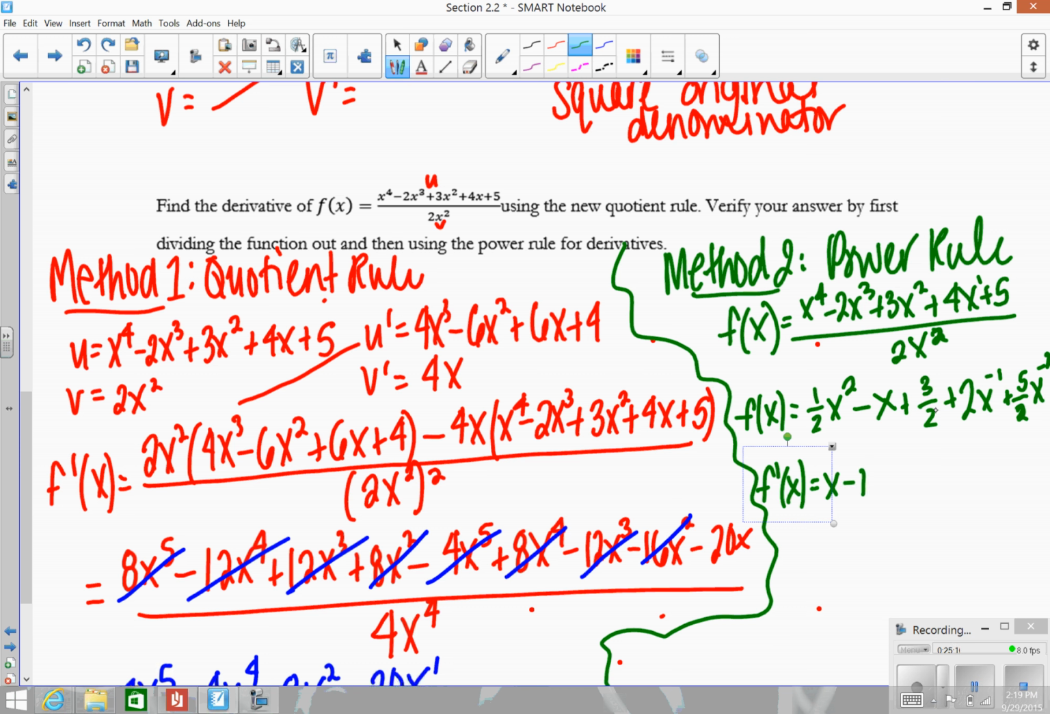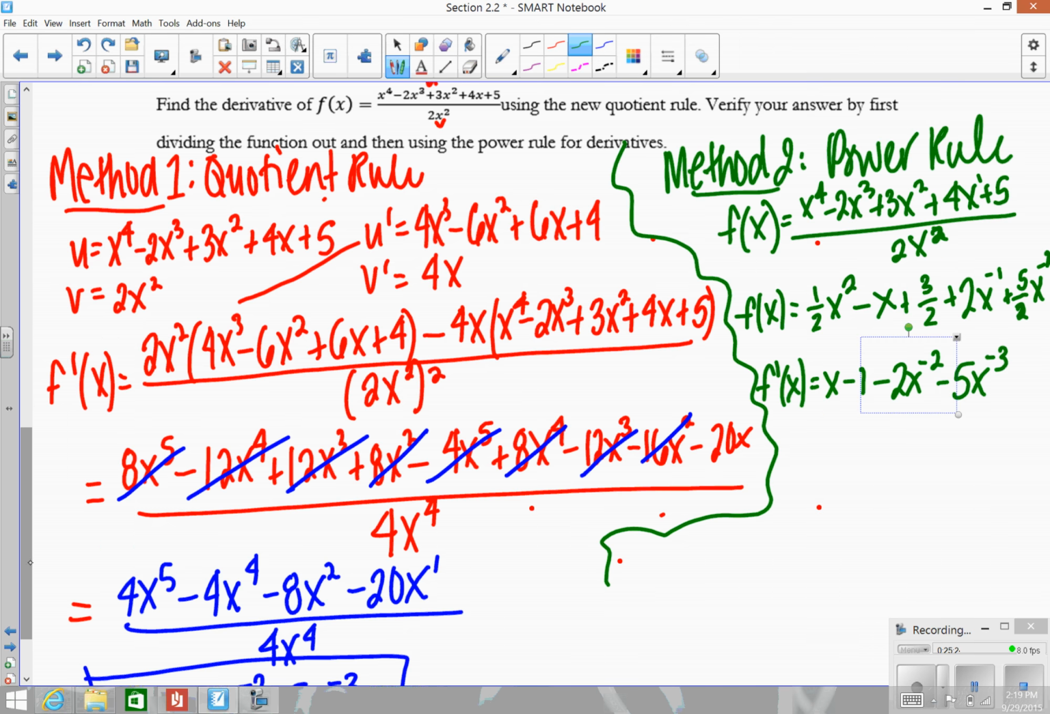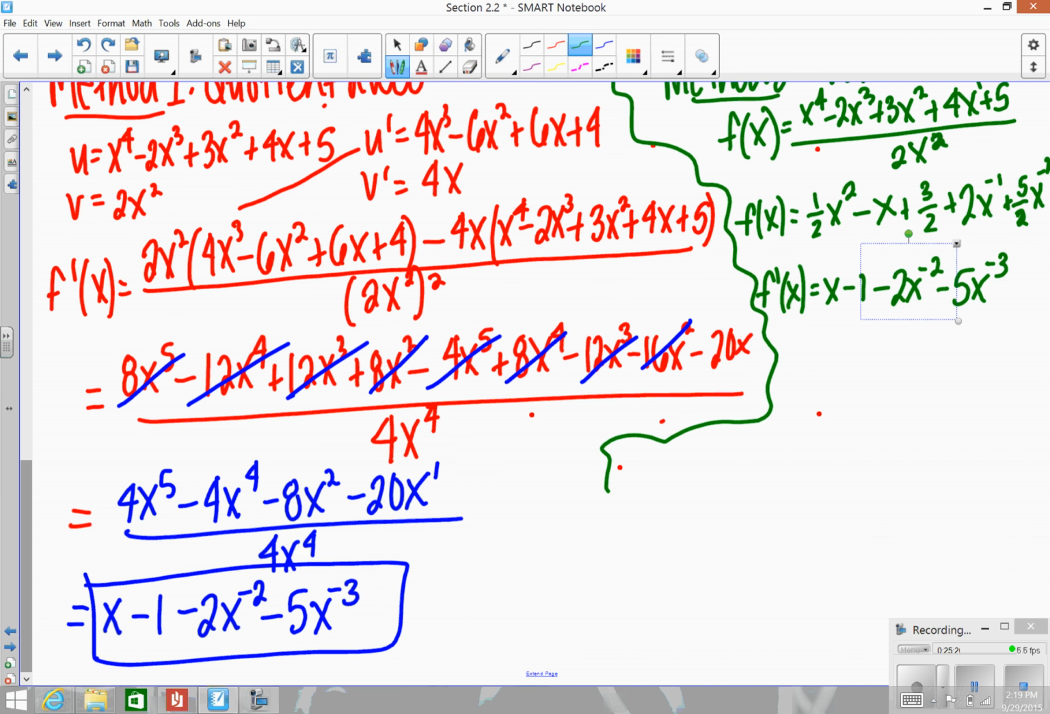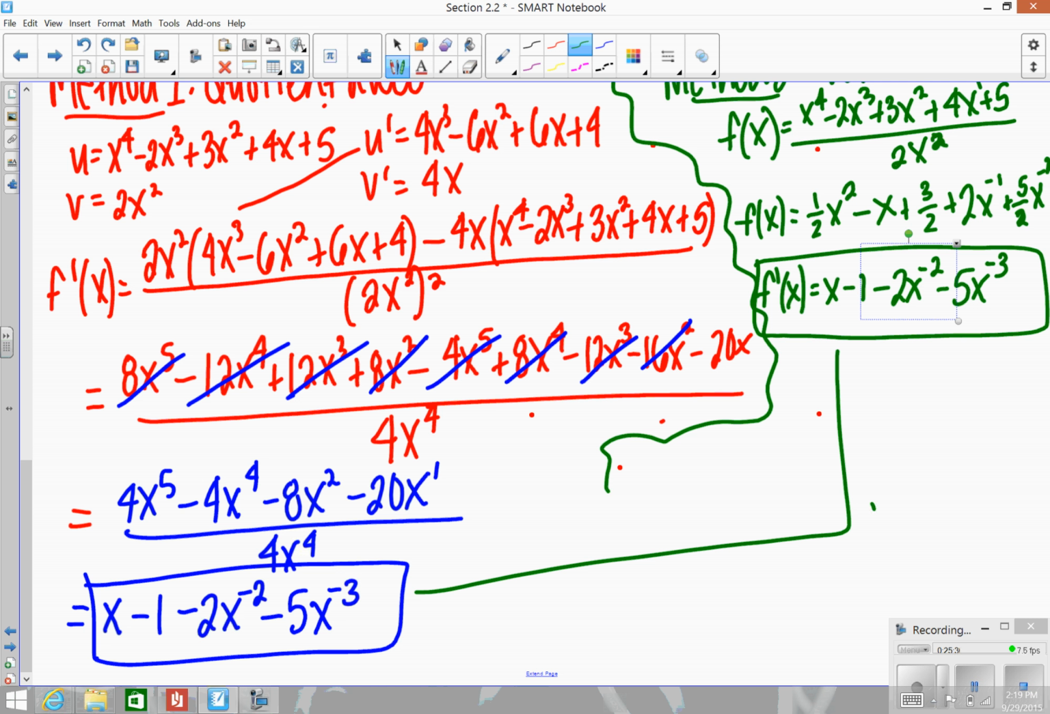This will just go to 0. Multiply, you get negative 2x, subtract 1, negative 2. Multiply these, you get negative 5x, subtract 1 from that negative 2, you get negative 3. So in the end, you should see that these answers are the same.